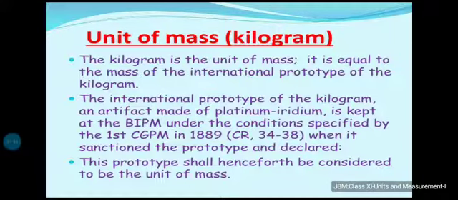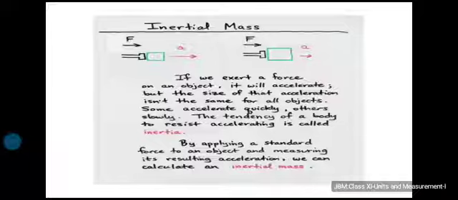So talking about the SI unit of mass, that is kilogram, it is equal to the mass of the international prototype of kilogram. So, how to define kilogram? The kilogram is equal to the mass of the international prototype of the kilogram, that is a platinum iridium alloy cylinder kept at the International Bureau of Weights and Measures at Sèvres near Paris, France. And this definition was adopted in the year 1889.